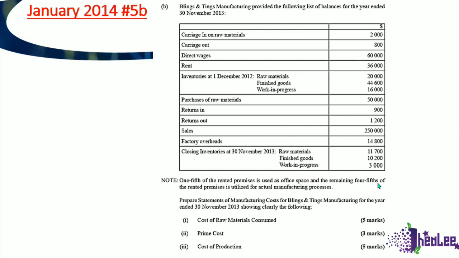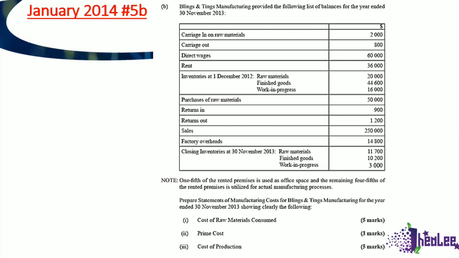Now, bear in mind that when you're doing a manufacturing account, you need to ensure that you read your question carefully. Focus on the note. Like in this case, 1/5 of the rent is for office space, which is admin, and the remaining 4/5 is for factory overheads. In this case, people, you have to show the actual amount for the various sections. So you have to do your calculation. You'll find that there is a full cost as it relates to the industry, but what is the amount that is related to the manufacturing section, which is the factory overheads, and what is the amount that is related to the admin expense, etc. So you have to read carefully.